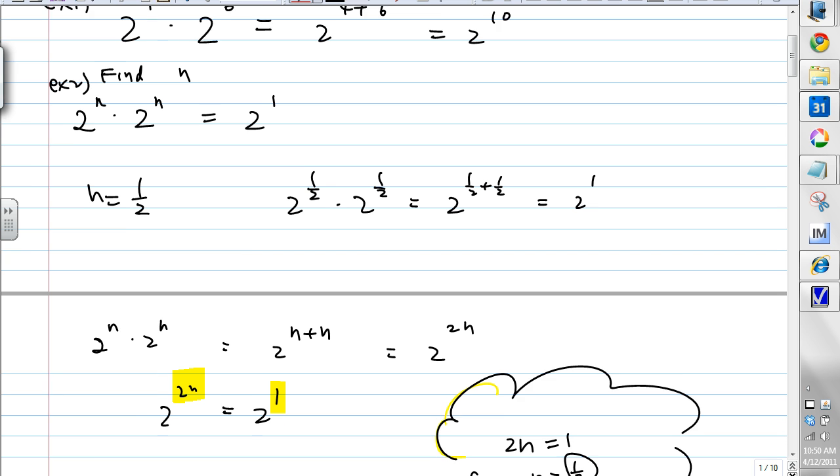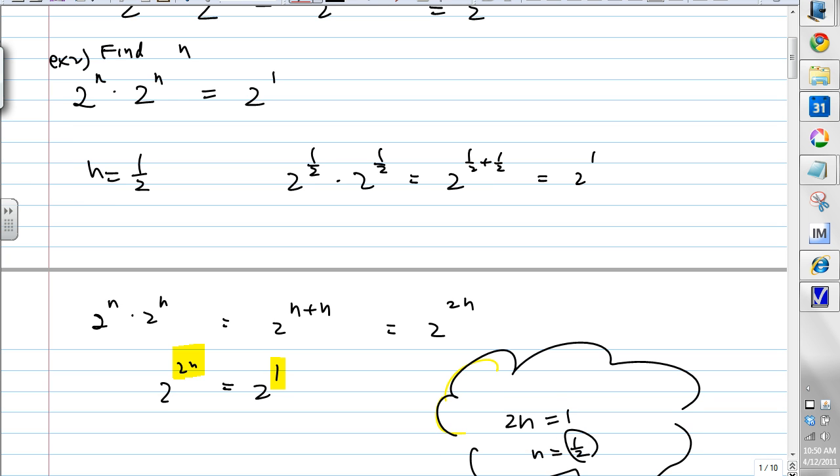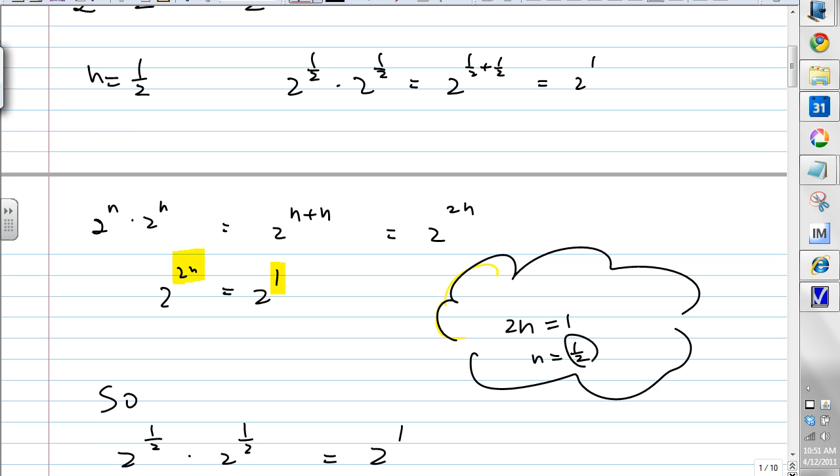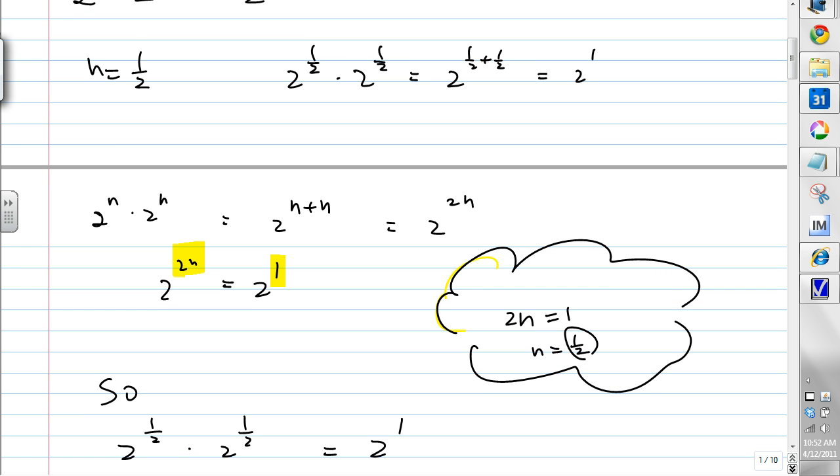I did it on the side. 2n equals 1, you divide both sides by 2, n has to be half, right? You could verify that. That's how you do it algebraically. Does that make sense? Any questions?